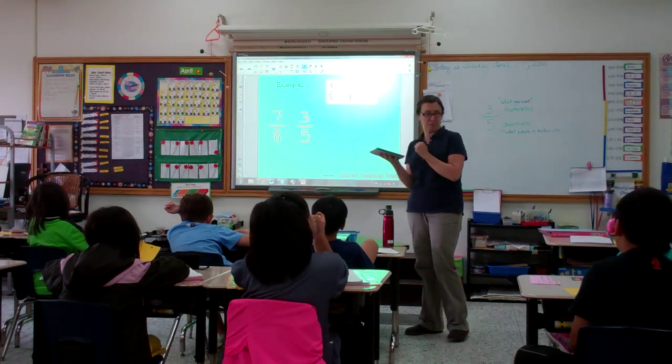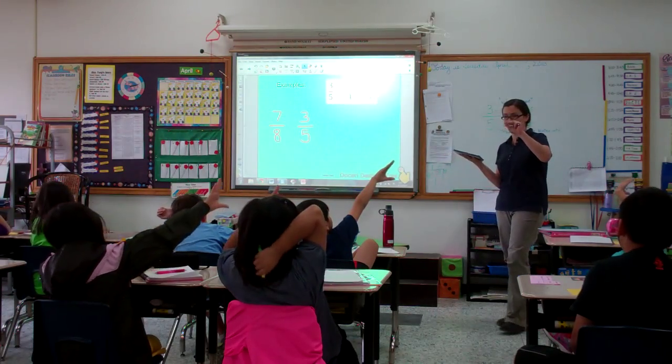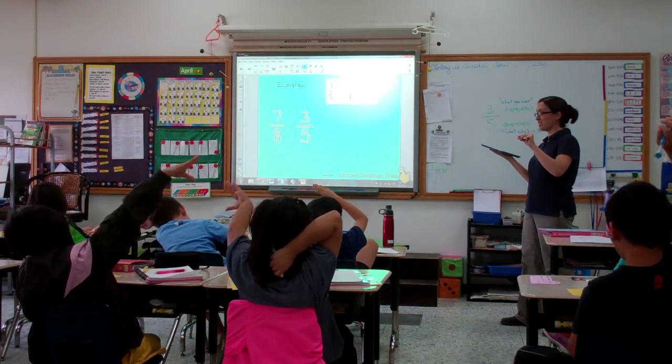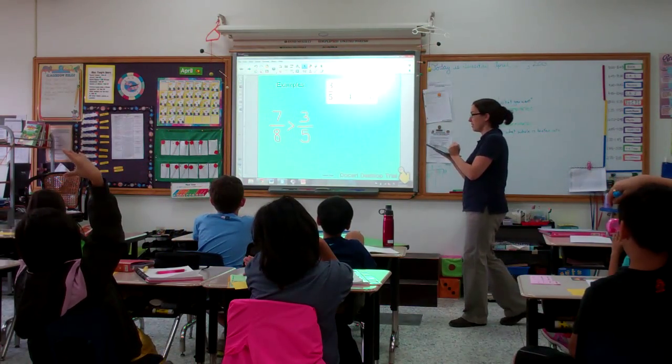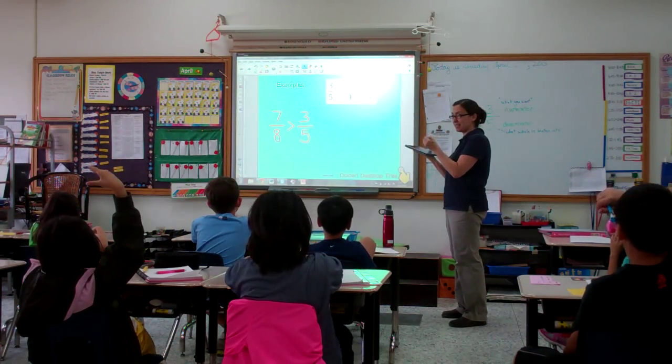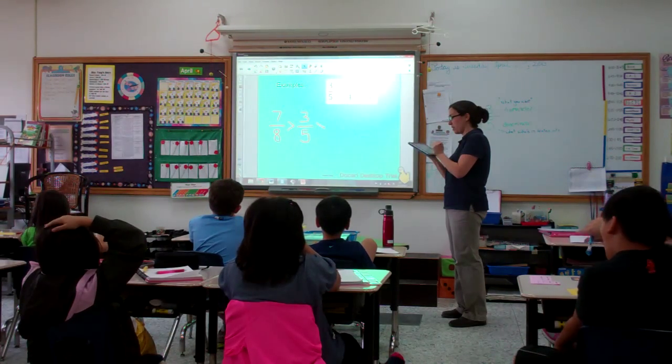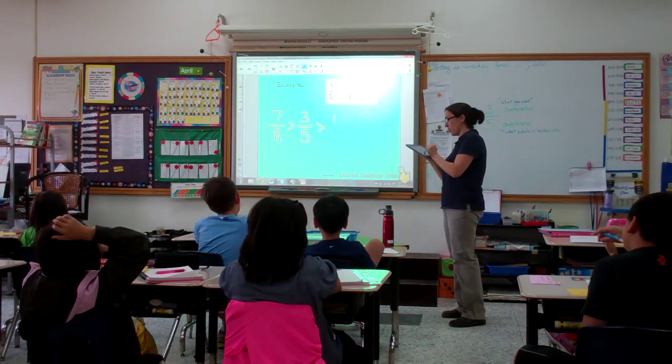Now, what symbol would I put between the 7/8 and the 3/5? Greater. Okay, and which way does that point? Where's the hungry alligator? Which one's he going to eat? This way. He's going to eat the 7/8? Yes. He eats the bigger one. And that's bigger than 1/4.